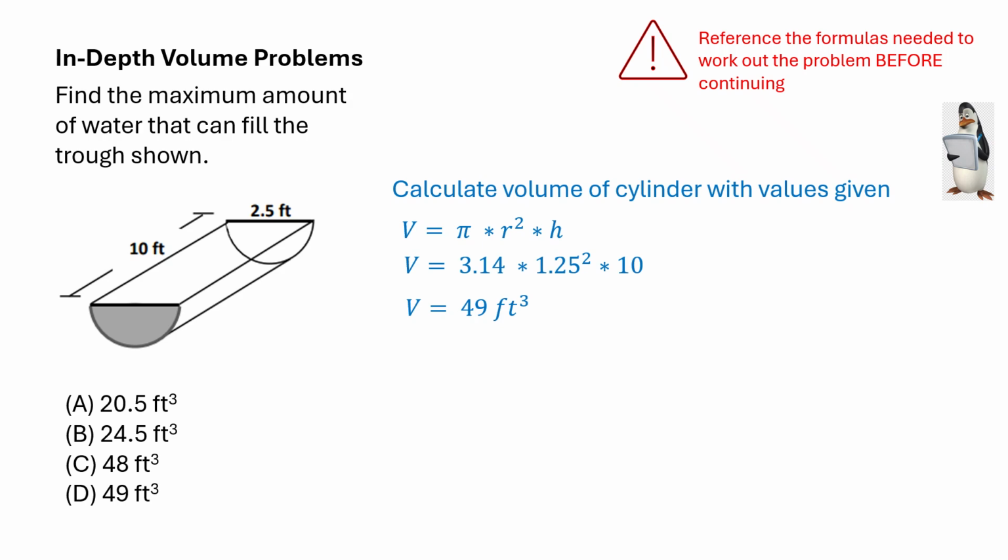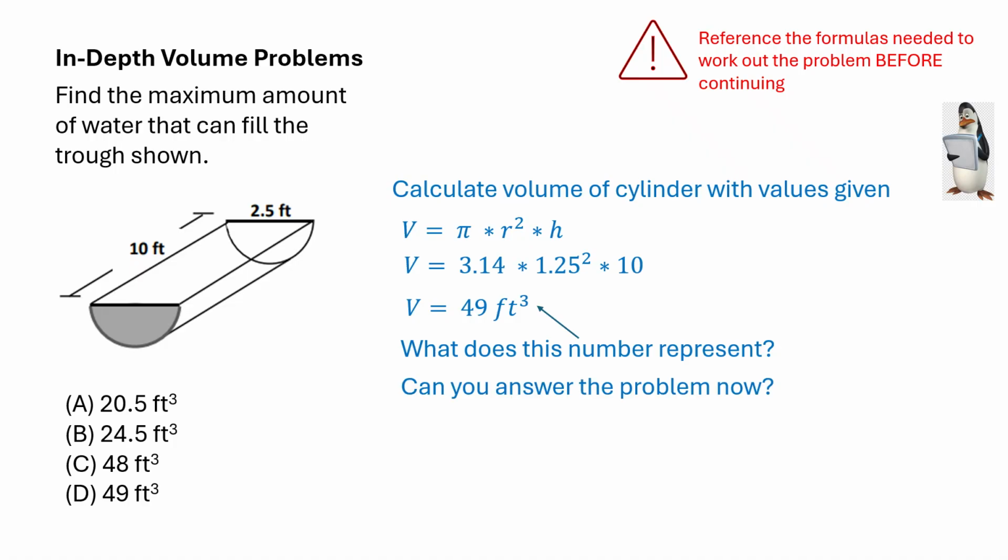So initially, when I solved the problem with volume of a cylinder, it gave me 49. And that was one of my options here. However, this is half of a cylinder. So if I divide that by 2, I actually get B instead. Be careful for problems like this.